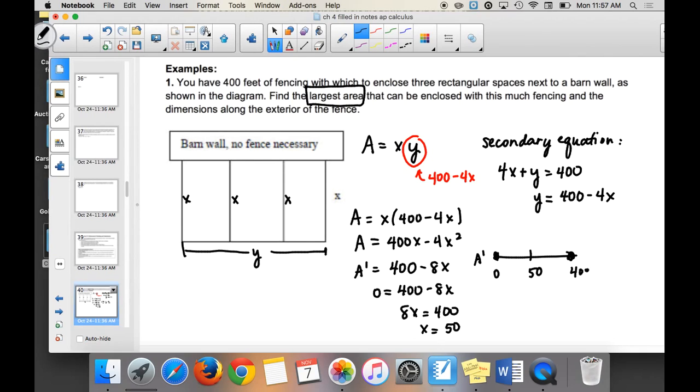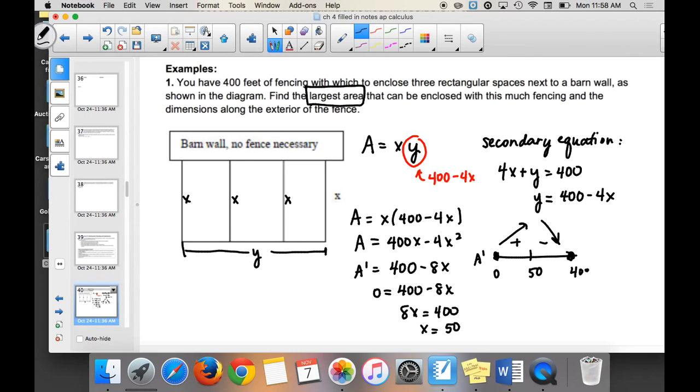So it's actually even smaller than that. But we kind of have some things that we're not going to test, like 1,000, right? We're going to test pretty close to 50. So let's say I try 40 and 60. If I try that in my first derivative, 400 minus 8 times x, if I try 40 in there, I get positive. If I try 60, I get negative. Does that make sense? So we do go up and then down for the area equation.